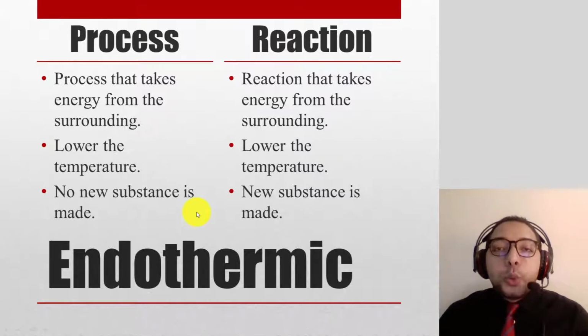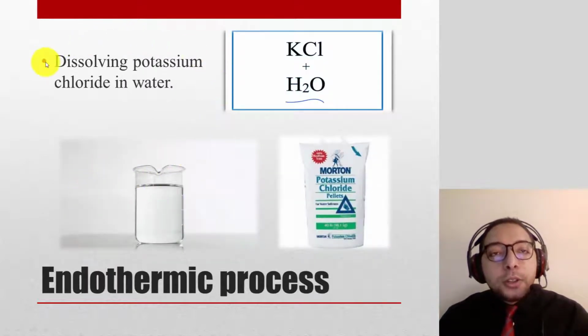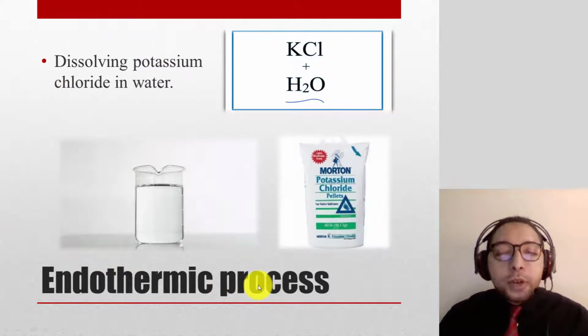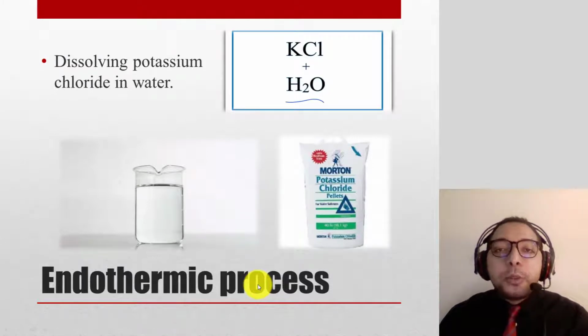But as we discussed, endothermic process and endothermic reaction, both of them are going to cause a drop in the temperature. I want you to look over here, dissolving potassium chloride in water. This is an endothermic process, but let me ask you a question. When you dissolve potassium chloride in water, do you have a new product? Do you have a new substance? The answer is no, because dissolving potassium chloride in water is like dissolving salt in water. You still can get the salt back with the help of evaporation. So you don't have any new product. No chemical change has taken place. That's why we call it a process.